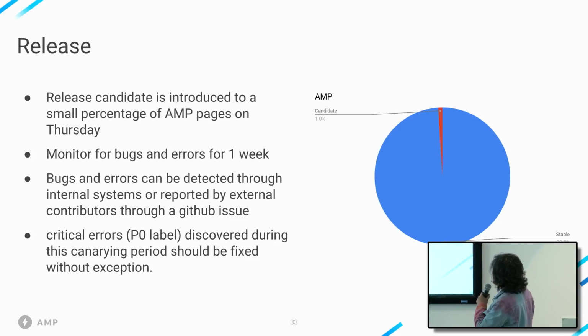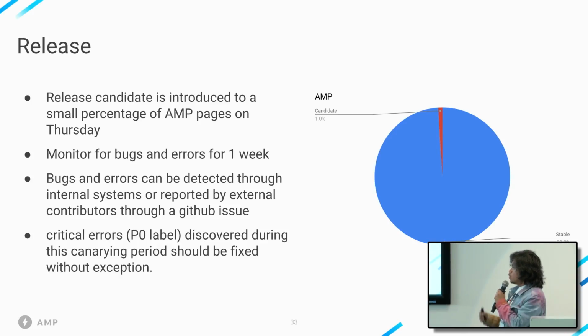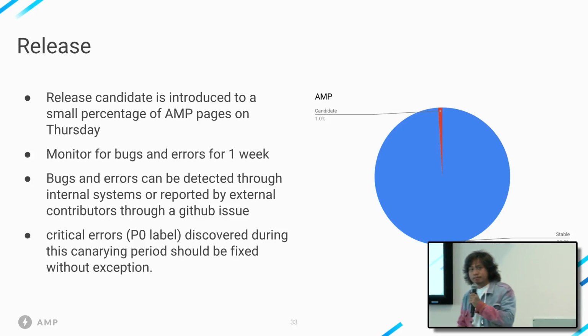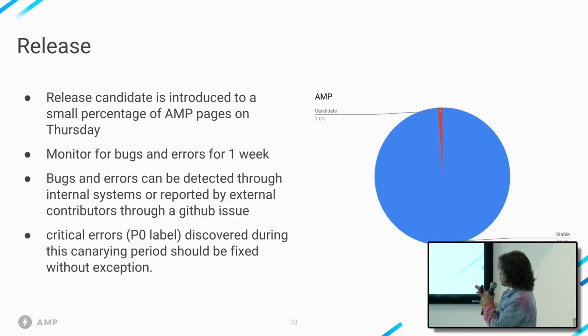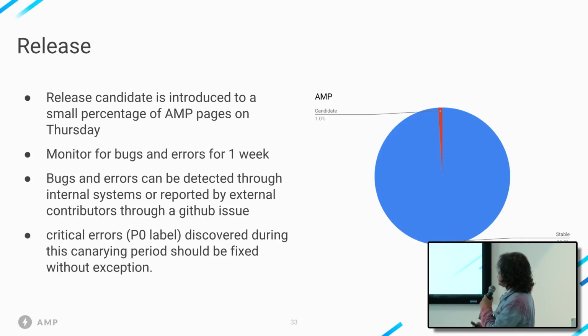Then on Thursday, we take that opt-in dev channel and put it into a very small amount of traffic of AMP documents, around 1% of AMP documents. We do that so we can monitor it for bugs, errors, and performance regressions. This is actually the code getting into userland at that point, but a very small percentage of userland. So we monitor it for bugs for 1 week.